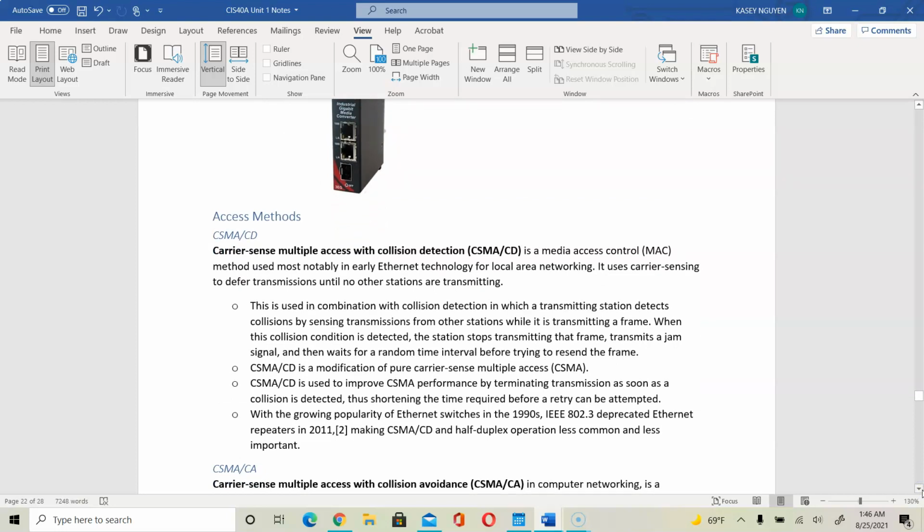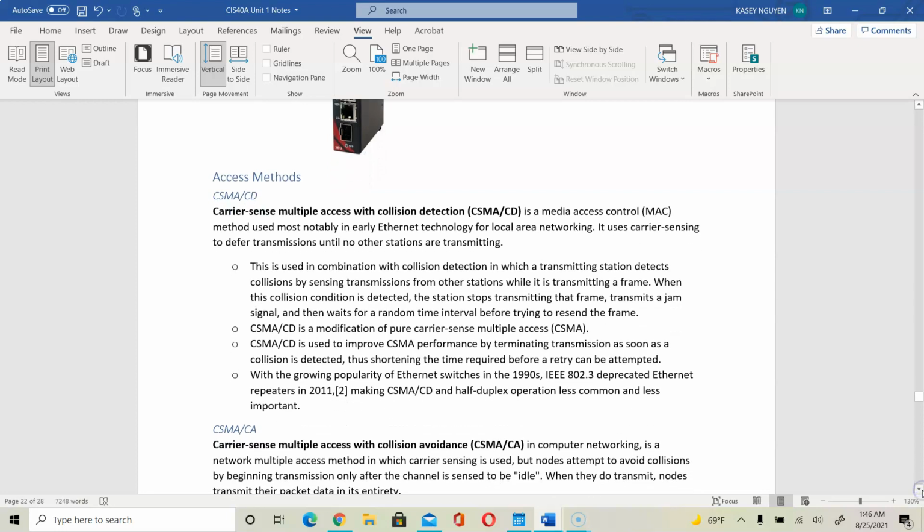Now, access methods are essential: CSMA/CD and CSMA/CA. You will likely get questions on the Network Plus certification relating to this area. So CSMA/CD is carrier sense multiple access with collision detection. CSMA/CA is carrier sense multiple access with collision avoidance. So the CD is for detection, the CA is for avoidance.